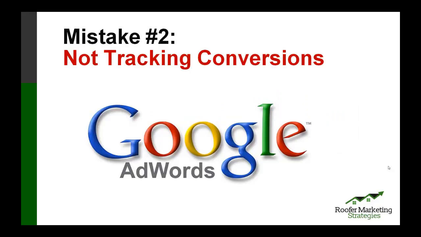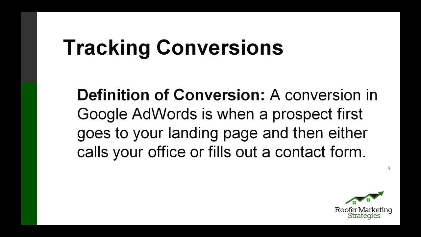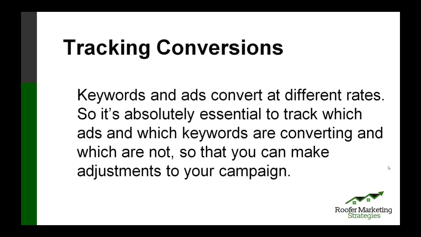Mistake number 2 is not tracking conversions. And this is another big mistake that many people make, and roofing contractors among them, who run Google AdWords campaigns. Even professional Google AdWords consultants make this mistake. But let's start with a definition of what a conversion is. A conversion in Google AdWords is when a prospect first goes to your landing page, hopefully your landing page, not your website, and then either calls your office or fills out the contact form.